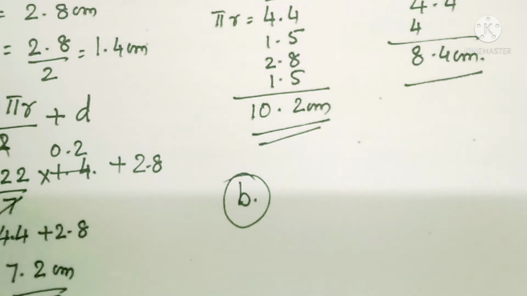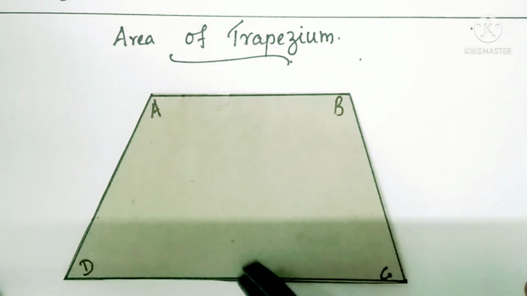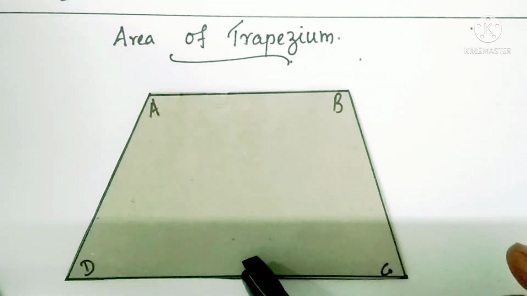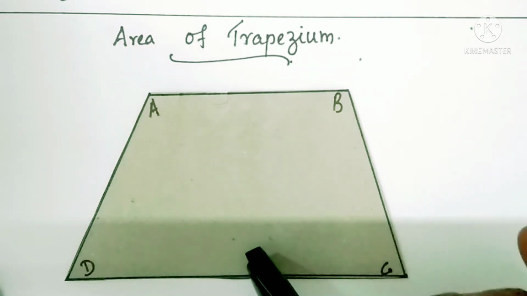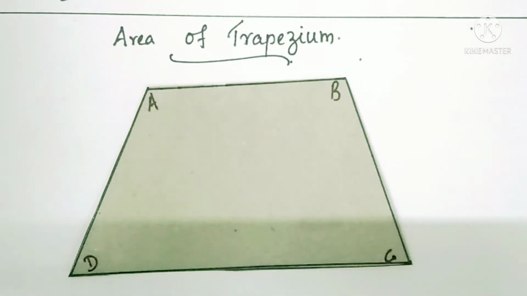Now we will learn about area of some other figures. Now our next topic is area of trapezium. Now what is a trapezium? You have already learnt about trapezium. Trapezium is a quadrilateral which has got one pair of opposite sides parallel to each other. So these two sides are parallel. Now how to find the area?